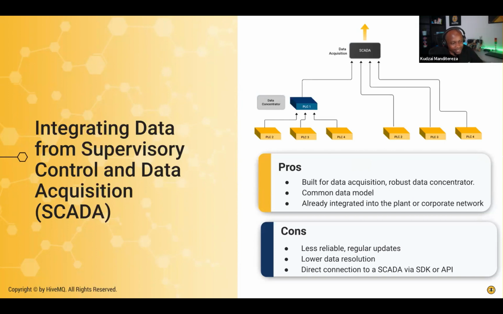And in cases where the SCADA system is not exposing this data via a standardized interface, you'd find yourself having to connect directly to the SCADA system using an SDK or API, which creates a tightly coupled scenario and a lot of dependencies. That is going to make it difficult for you to scale your solution as you grow your smart manufacturing initiative.